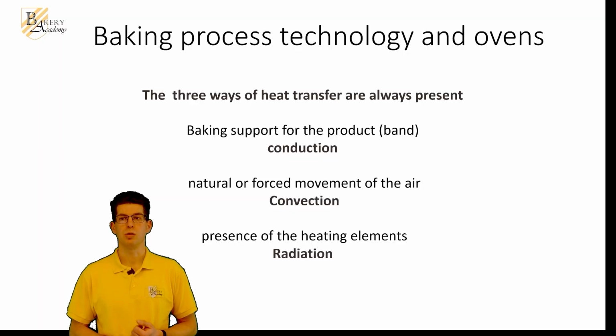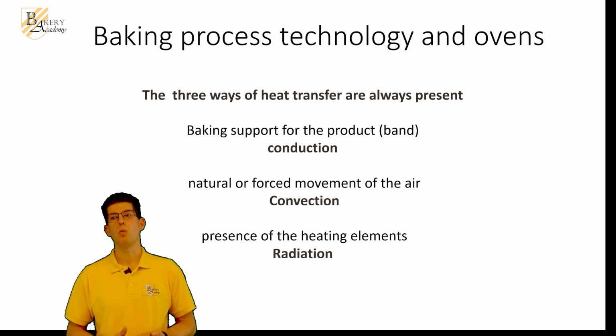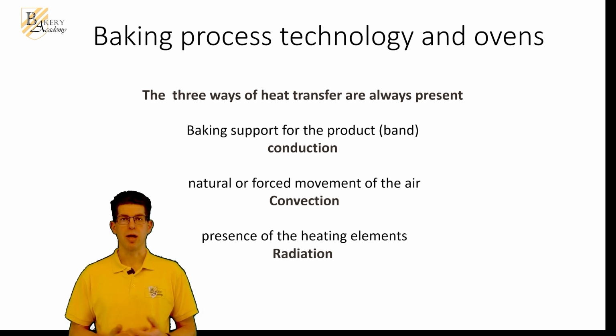We have conduction, where the heat transfer comes from our baking belt or tray or mold. We have convection, our air, our surrounding that is transferring heat. And we have radiation, so elements in the surrounding of our baking chamber transferring heat towards the cooler product and oven belt. So these three mechanisms are always present during any given time in the baking process.